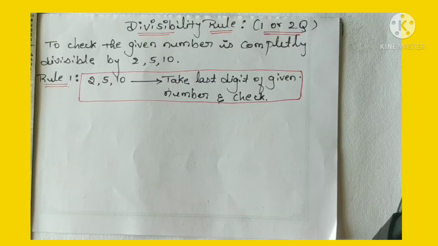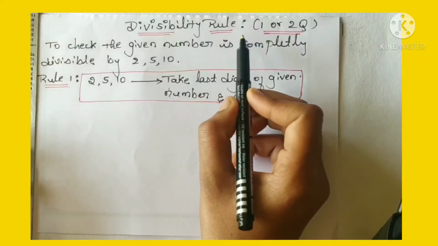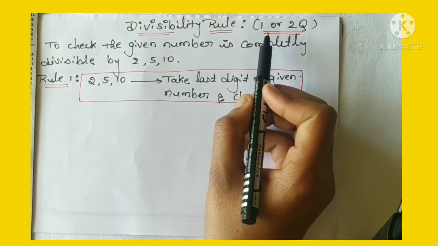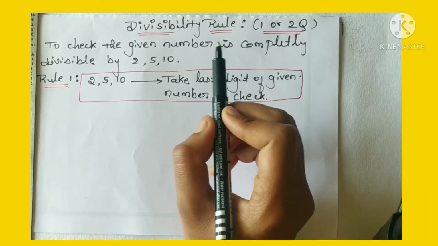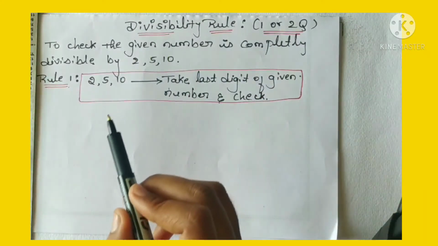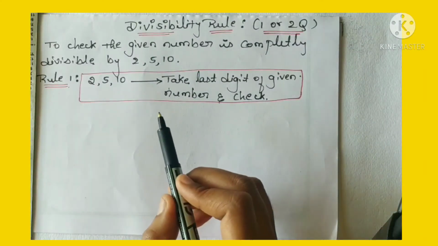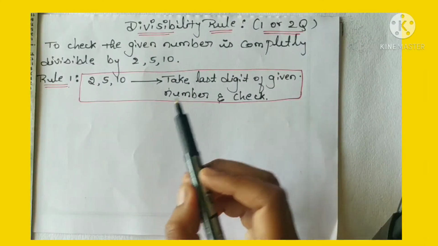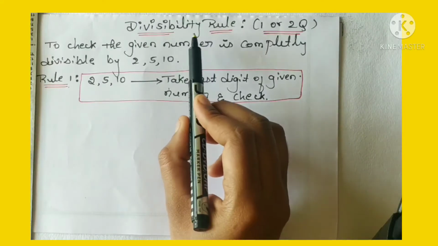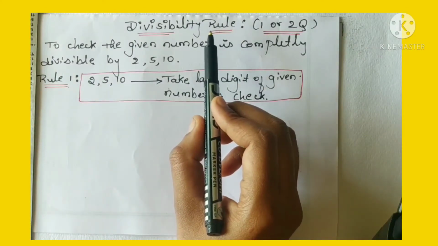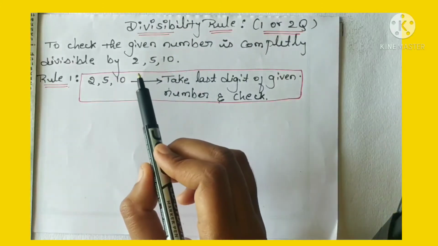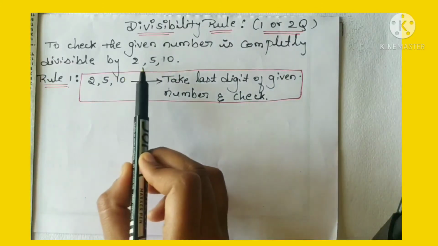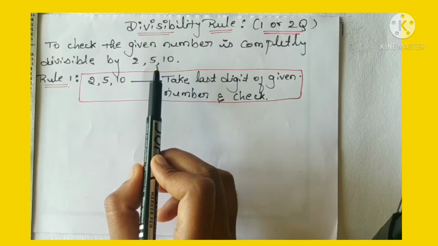Okay, now we will start with the divisibility rule. From this, they will compulsorily ask one or two questions. To check whether any given number is completely divisible or not, we use this divisibility rule. For different numbers, we have different divisibility rules. Now, to check whether the given number is completely divisible by 2, 5, 10, we have one rule.